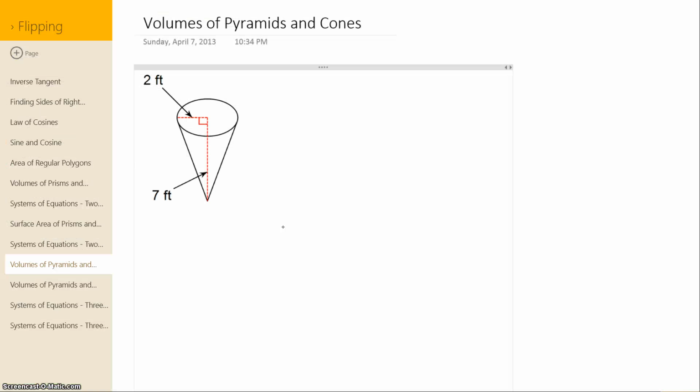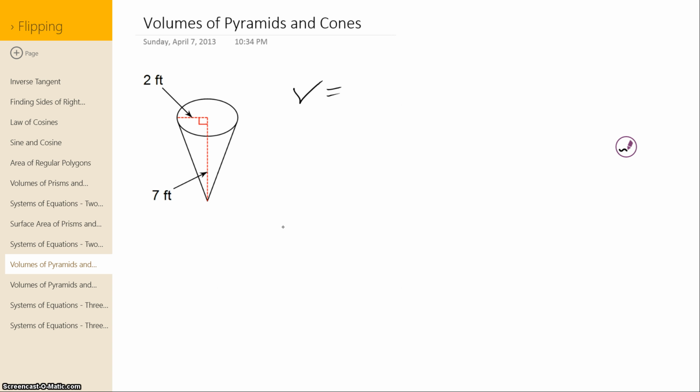Hello, Mr. Stone here. Today we're going to be looking at making a few equations so we can figure out the volumes of pyramids and cones. So let's get started. First of all, we want to know the volume. So we're going to put V equals, and our formula for a pyramid and a cone.